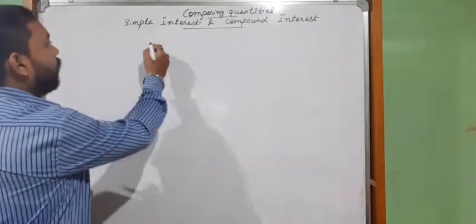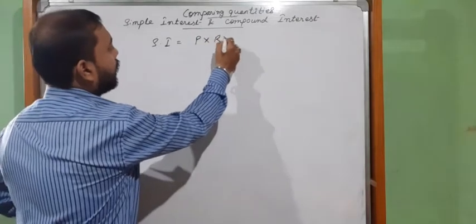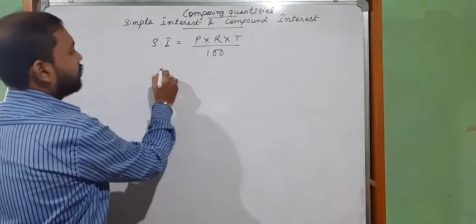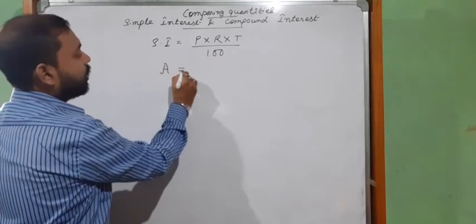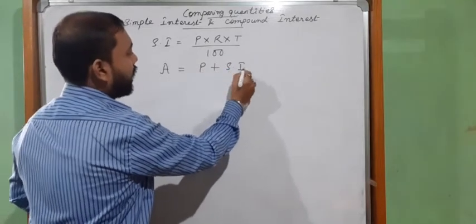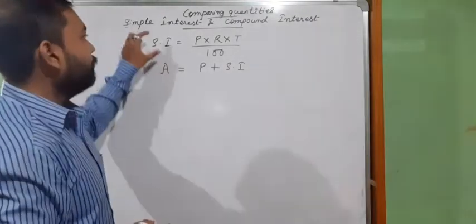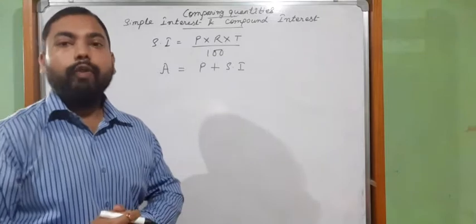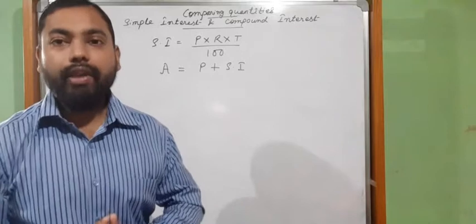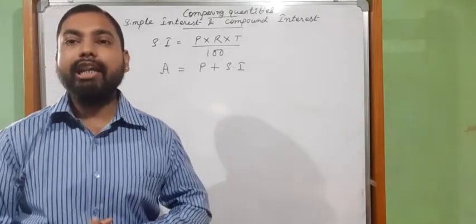Let me first discuss simple interest. All of you know the formula SI is equal to P into R into T by 100, and A is the amount. Amount is equal to principal plus simple interest, as you learned in class 7. So what is simple interest? When we take a loan, or we lend some money to someone, in return we take some interest.